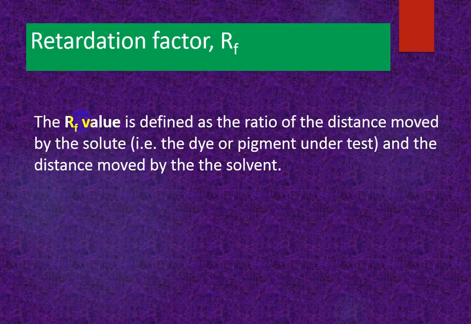The Rf value is defined as the ratio of the distance moved by the dye or the pigment under test, and the distance moved by the solvent. The Rf value is defined as the ratio of the distance moved by the solute and the distance moved by the solvent.